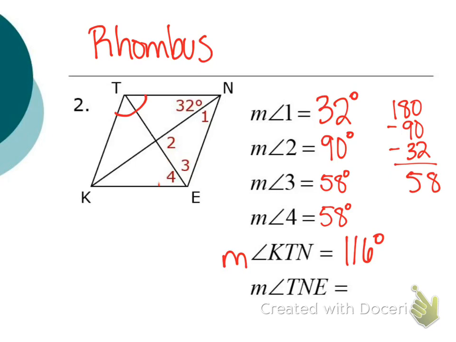Okay. I'll erase that. Last, we need the measurement of angle TNE. So TNE is the whole angle up here at N. How could I find that? Jaden? Add measurement 4, not 4, 3 to measurement 1. I think you're making it harder than it needs to be. What do we do, Jordan?